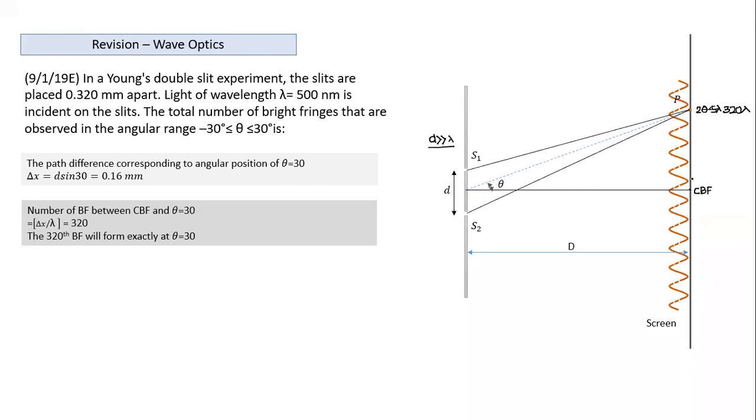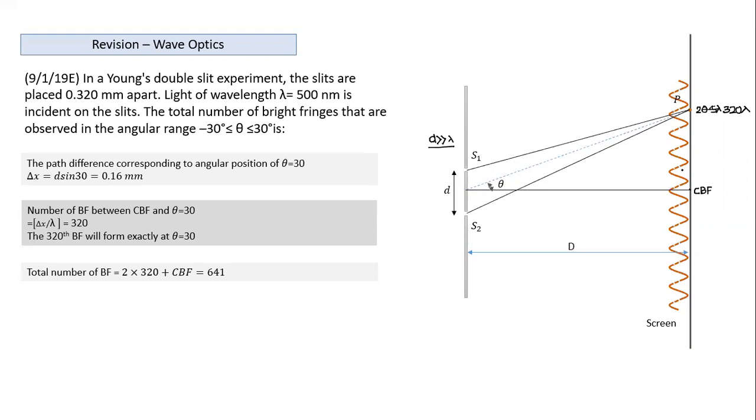So how many bright fringes are forming in this region? On one side of the central bright fringe, 320 bright fringes. In a similar way, on the minus 30 side also 320 bright fringes. So the total number of bright fringes which will form here would be equal to 2 into 320 plus the central bright fringe, which will be equal to 641. That many bright fringes will form.